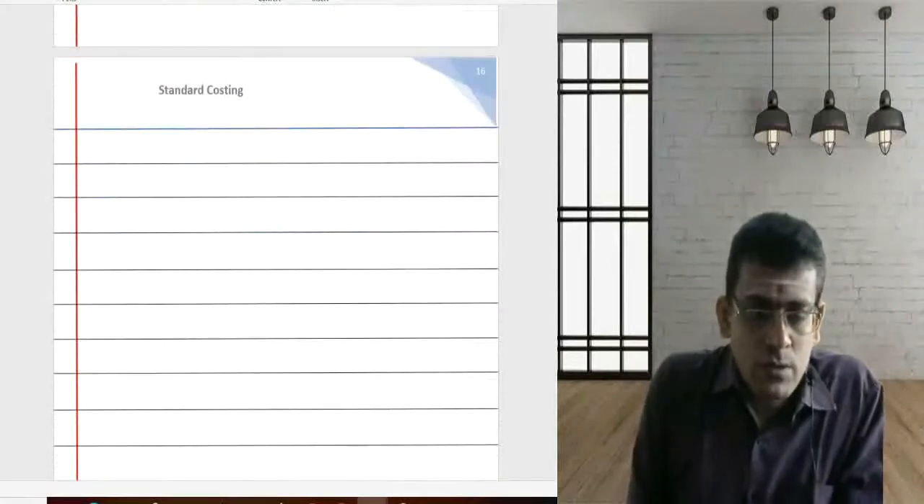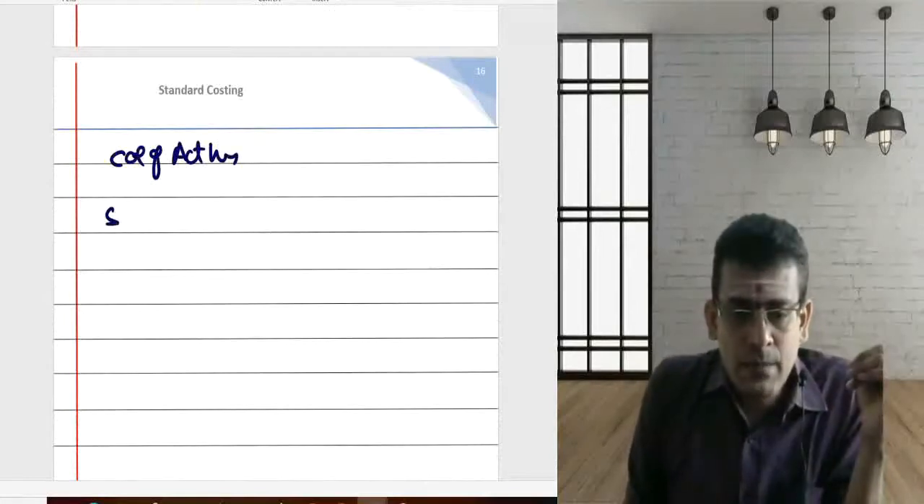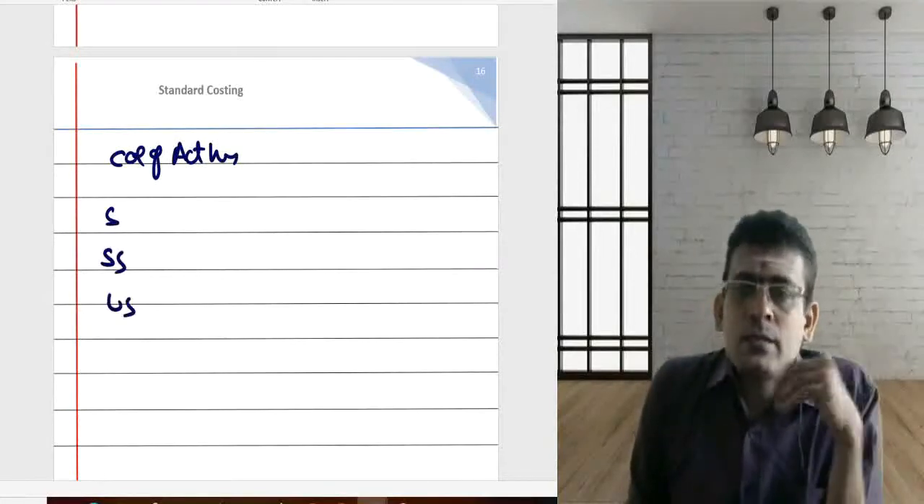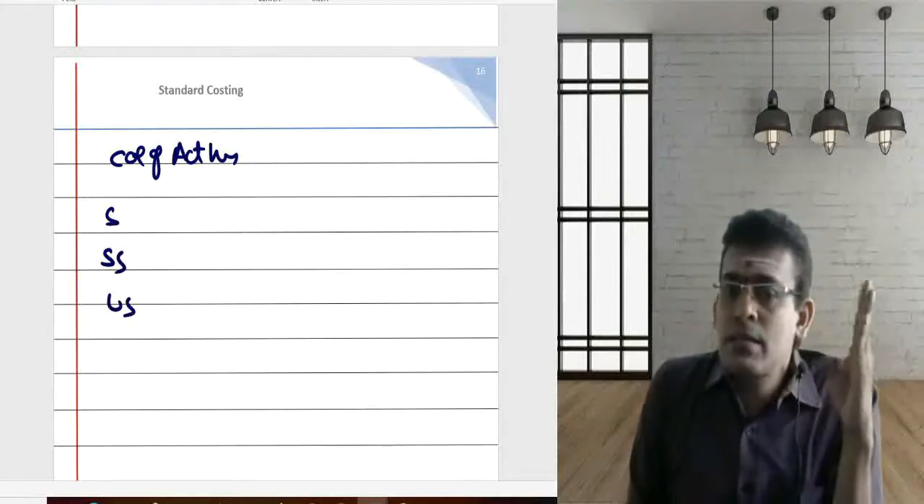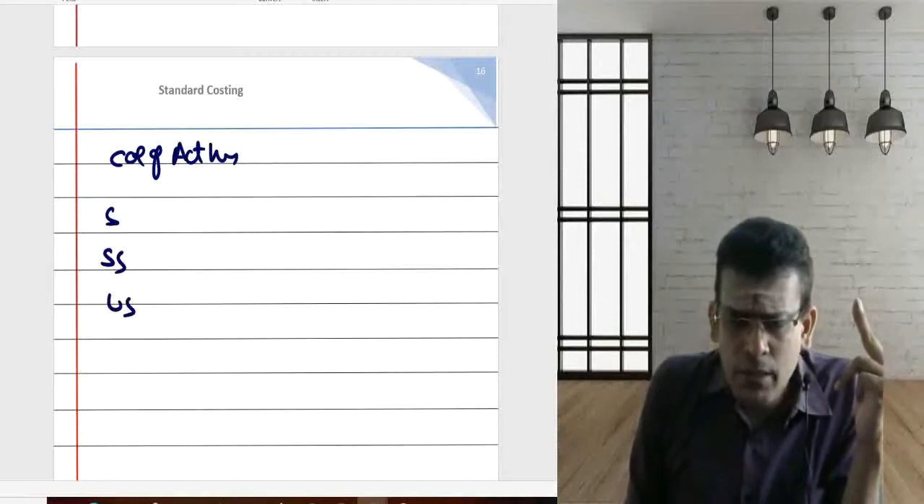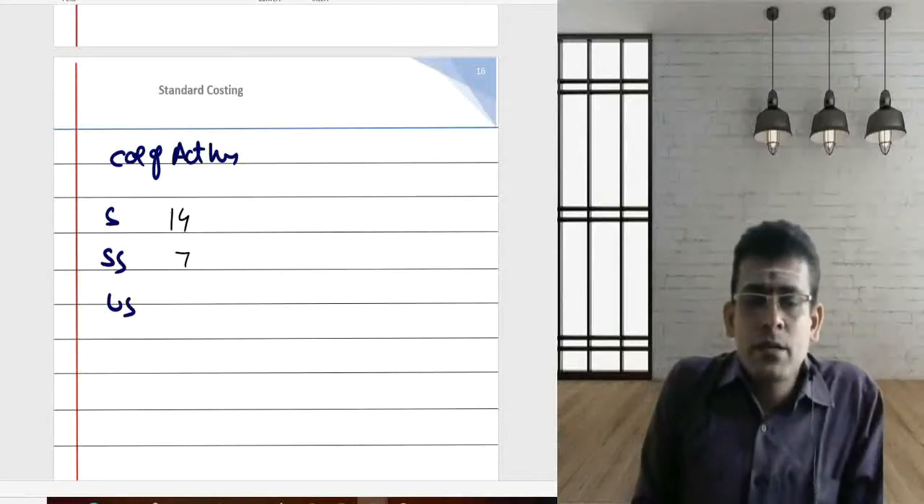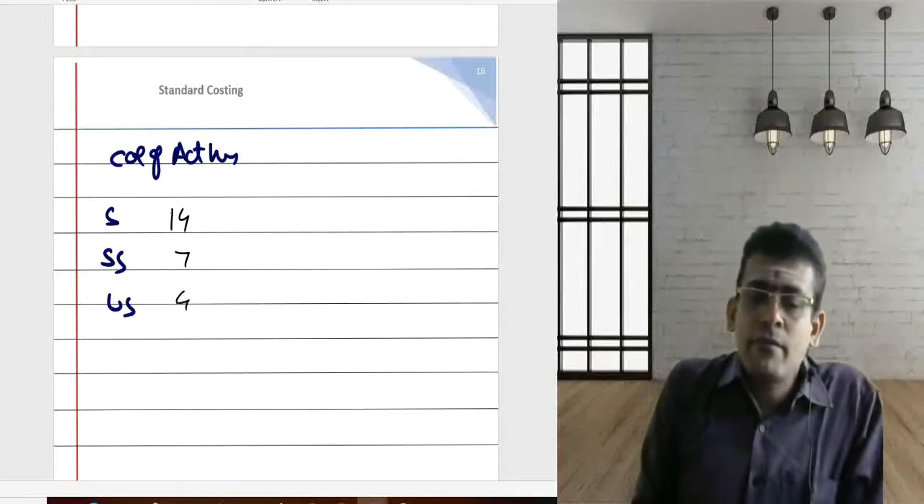Calculation of actual hours. So how do we calculate that? Let us say skilled, semi-skilled, unskilled. There are 3 things which I need to calculate. So here we know the number of workers: skilled you have 14, semi-skilled you have 7, unskilled you have 4.